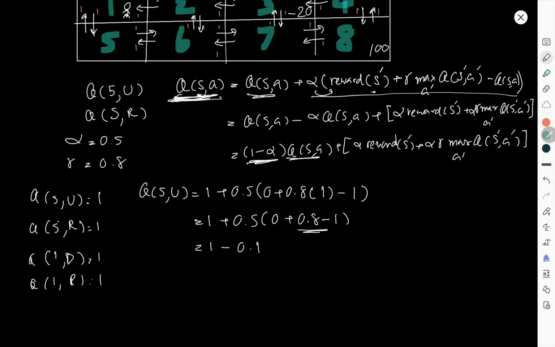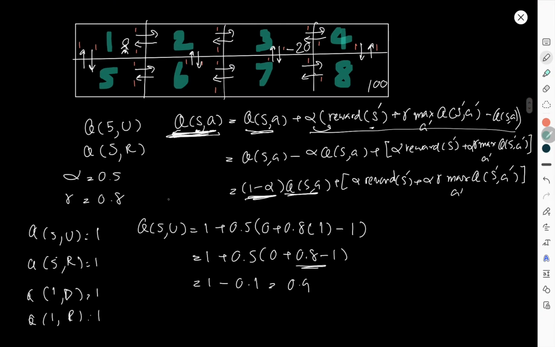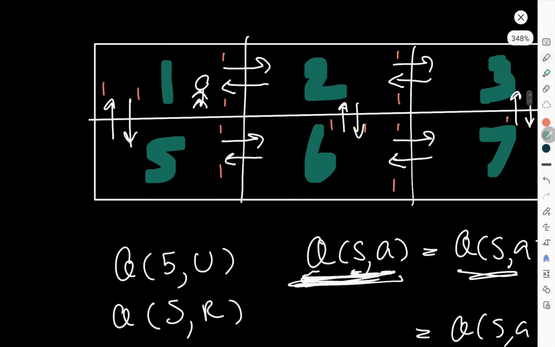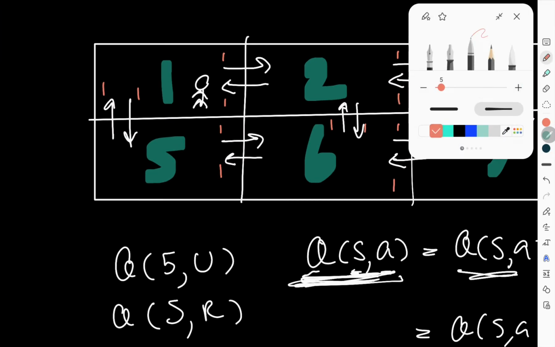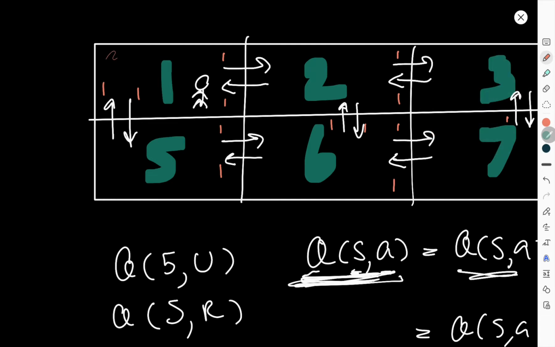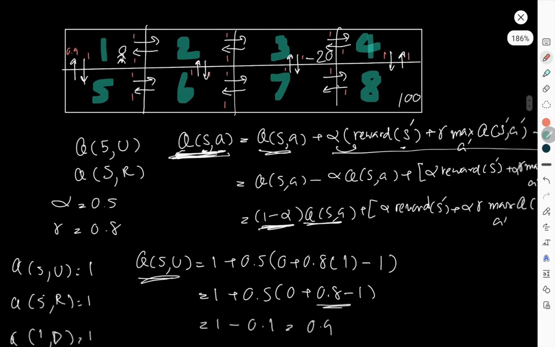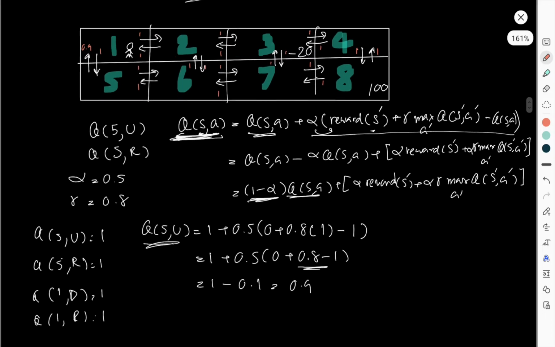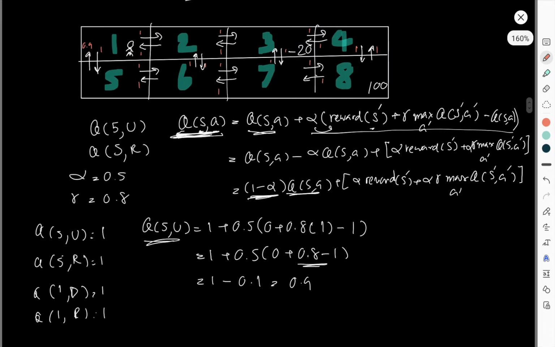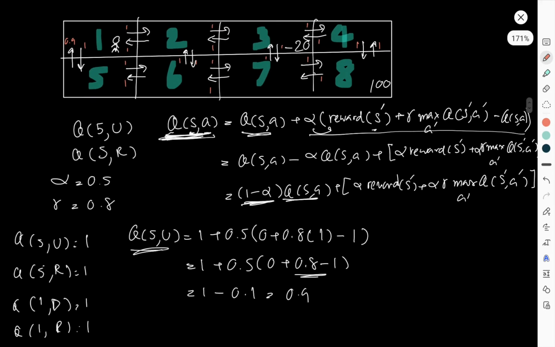Okay, so this is 0.9. So 5 up will be changed to 0.9. So these values will be updated to be 0.9. And the agent is at cell 1. Okay. So next.